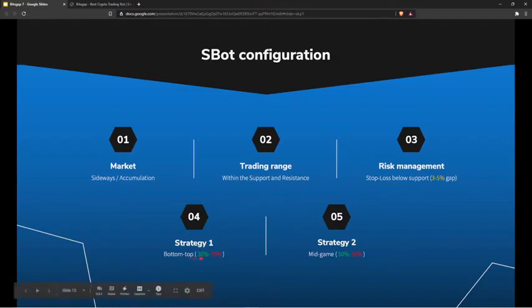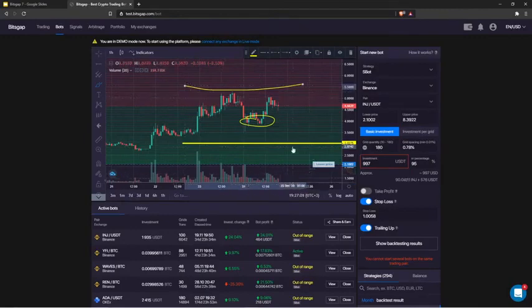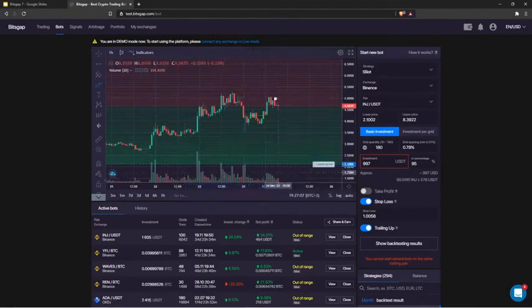And the strategy here is like the bottom top. That's just the way I call the mix between the sell orders and buy orders. So for example, you see 30% of buy orders and 70% of sell orders. So this would look like this. Let me show you.